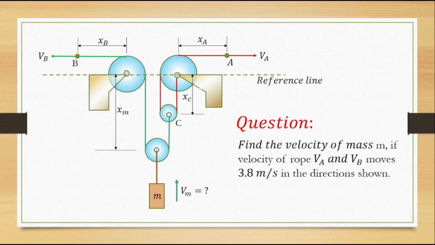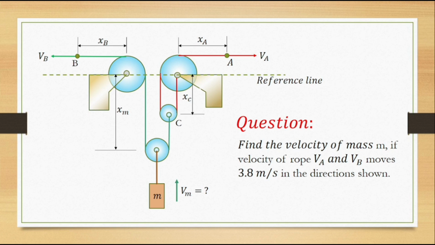In this question, the question says, find the velocity of mass m if the velocity of rope VA and VB moves 3.8 meter per second in the direction shown. So basically in this question there are 4 pulleys and 1 mass connected.